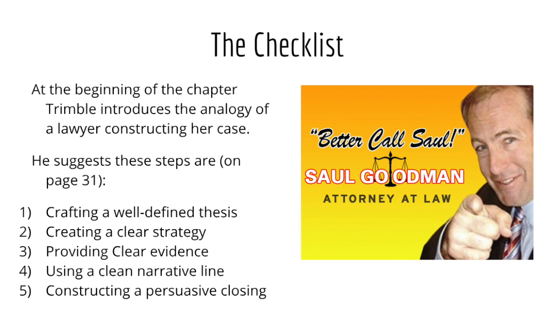The fourth is a clean narrative line. And the clean narrative line is just another way of saying, does the essay flow smoothly? Is there a clear trajectory, or are you just throwing a bunch of information at your reader and hoping that they pick up the pieces or make the connections? And the final piece, the fifth piece, is constructing that persuasive closing. And again, we'll talk about this a little bit more when we talk about conclusions, of how to create a nice, solid conclusion to an essay.